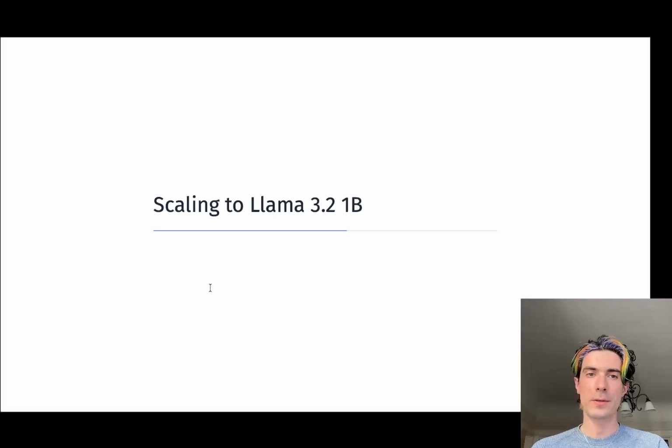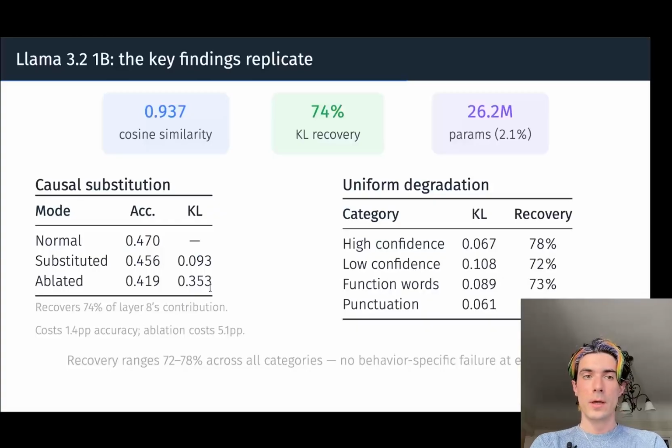All right, now I'm going to talk about scaling this up to the size of Llama 3.2 1B parameters. Broadly speaking, basically the same sort of findings show up. We have 0.97 or 0.93 cosine similarity between the actual and predicted activations this time over a single layer gap. And this time we see 74% KL recovery. In general, my feeling is that this is probably due to the fact that Llama has more MLP weight than our toy model. So in general, these things are just going to vary based on architectural differences.